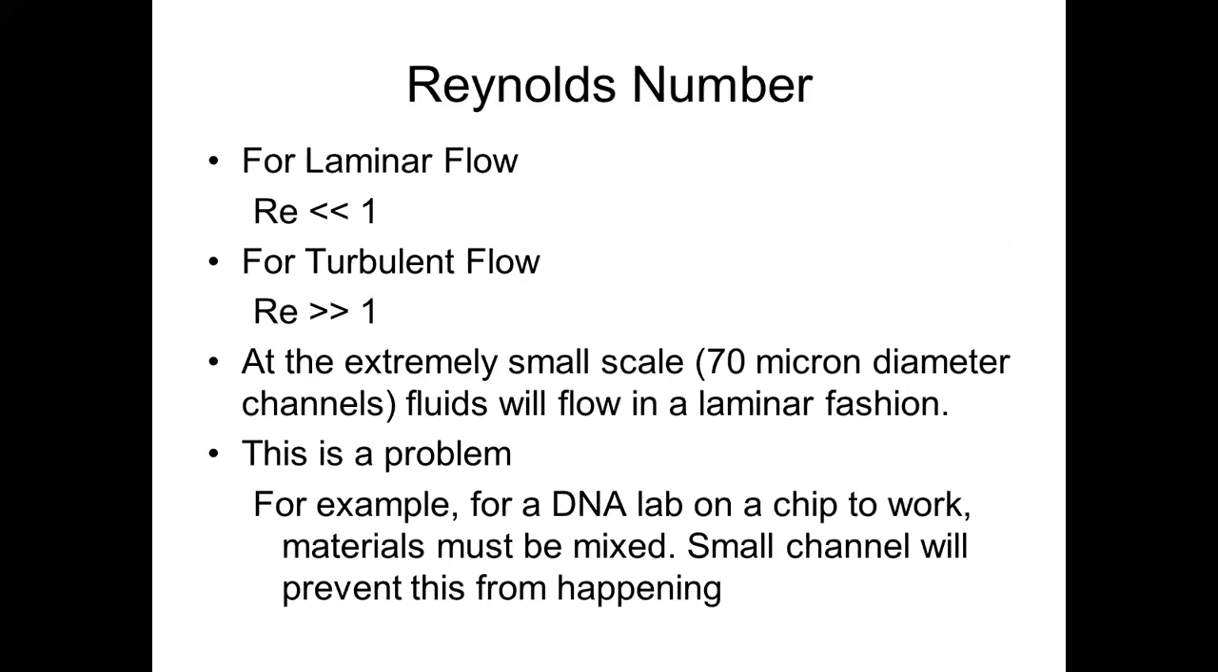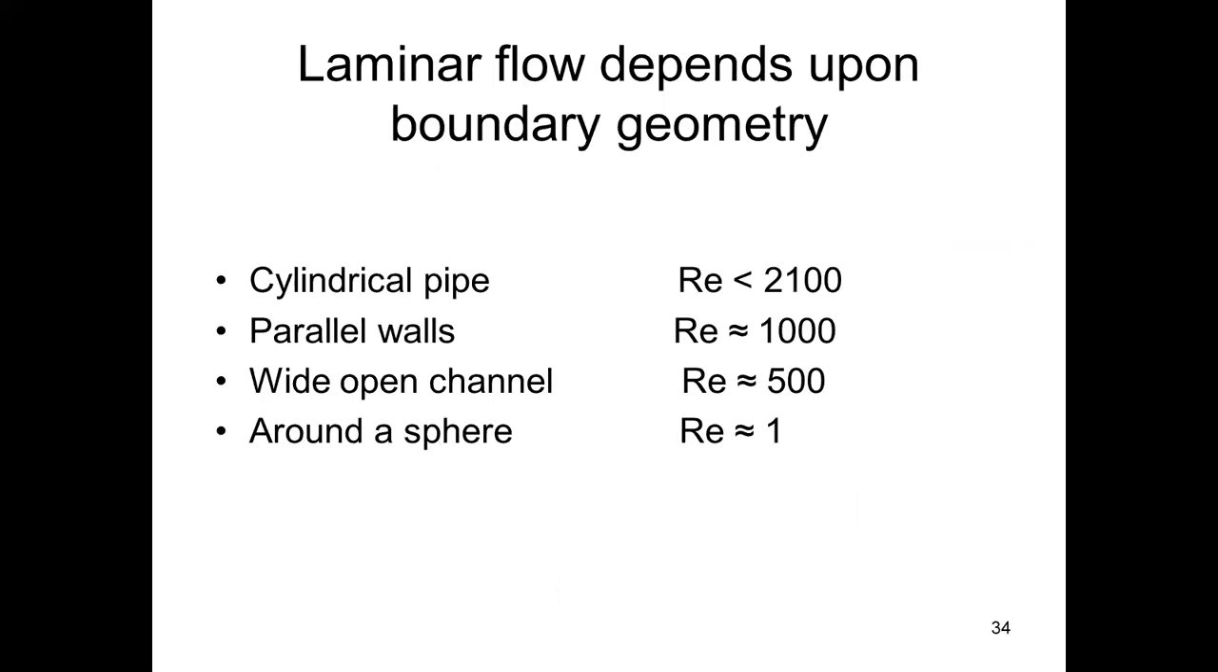So if we look at laminar flow, for really small numbers, we're going to have laminar flow. For numbers that are really large, we'll have turbulent flow. The flow regime is also indicative of the geometry of the device. If we look at a cylindrical device, we would say that we're going to have laminar flow below 2100. And for parallel walls, wide open channels, and around a sphere, those are the numbers that are necessary.